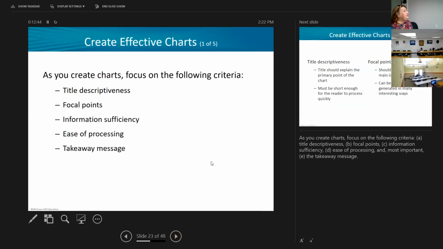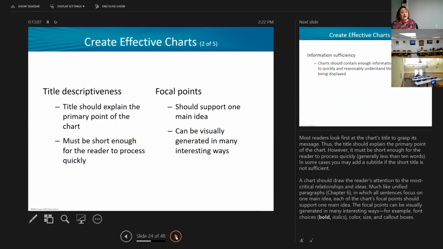So make sure when you do use charts and graphs that you are being very descriptive in your title. Your focal points are clear, you have sufficient information, it's fairly easy to process that information, and after looking at those charts and graphs, you're able to take a message away from your presentation. So the title of the chart needs to explain the primary point, and it needs to be short enough for the reader to process it quickly.